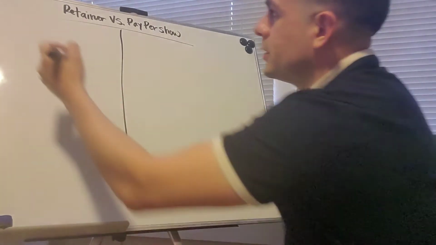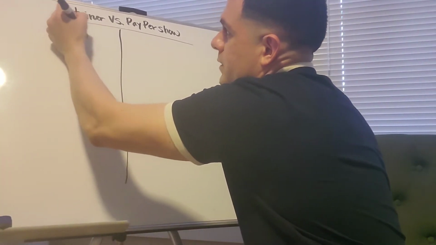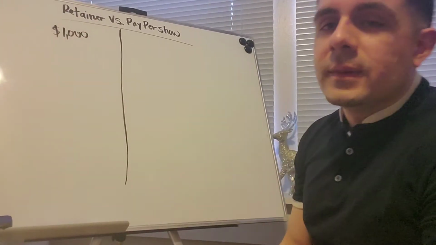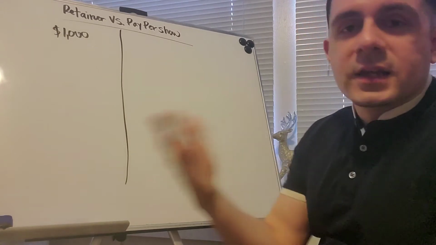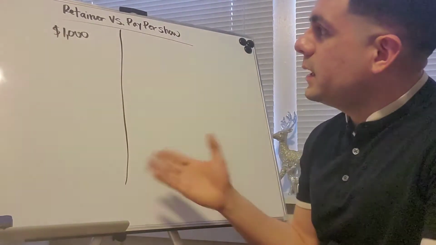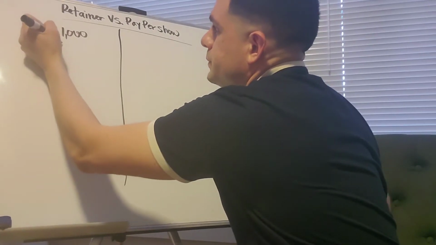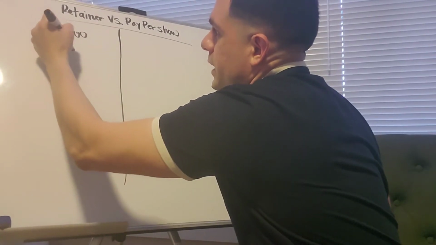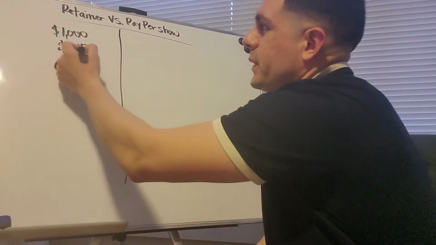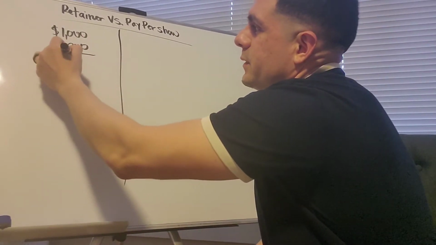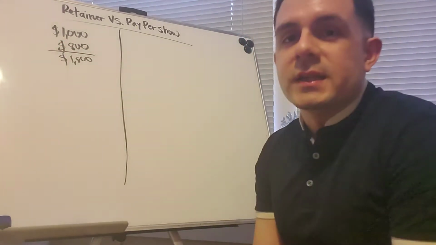So for the retainer, let's say the client is paying you $1,000 per month for you to manage their Facebook ads, and they're going to give you $800 for their ad spend. So $800 for ad spend, right? So in total, they're paying you $1,800 per month. Right, so $1,800 per month.